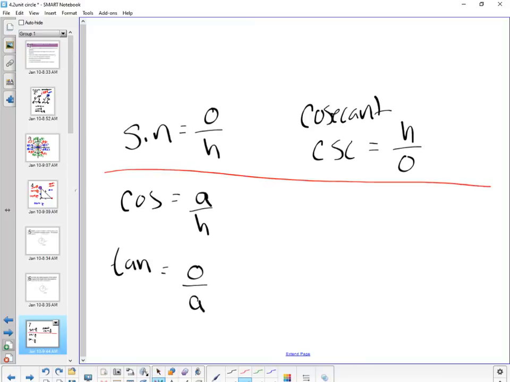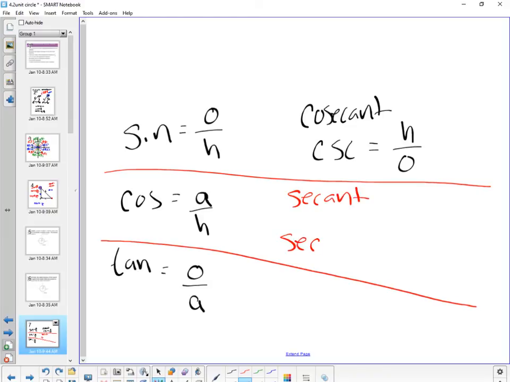Let me try to separate them for you here. Not the opposite, the inverse, the reciprocal. Okay? The reciprocal of cosine is secant, and we abbreviate it sec. That is hypotenuse over the adjacent. And then we have cotangent as the reciprocal of tangent. We just abbreviate it cot, and that is the adjacent over the opposite.